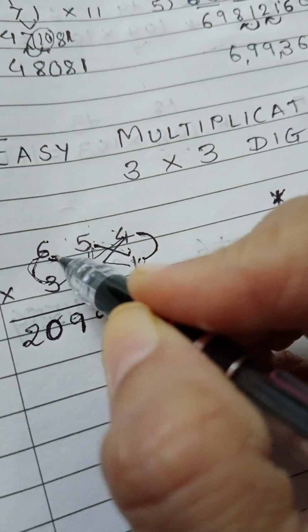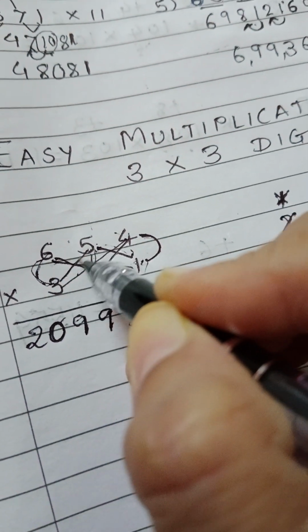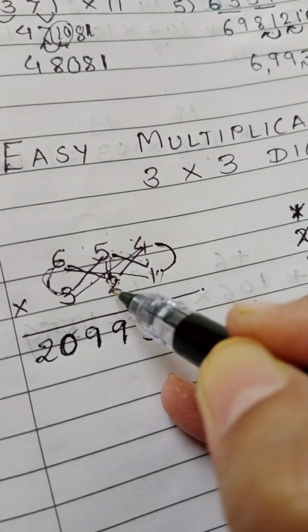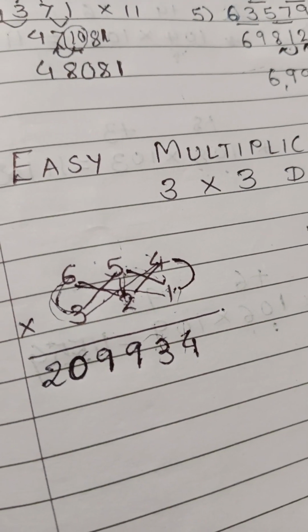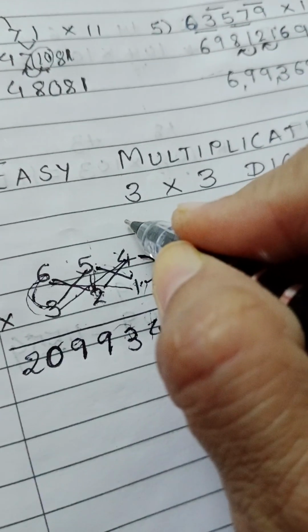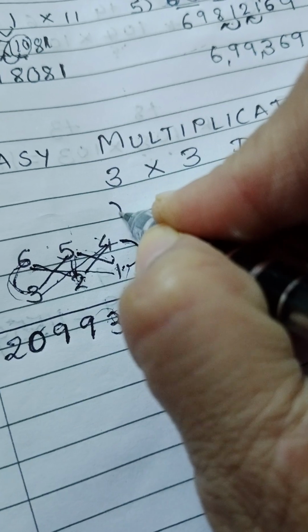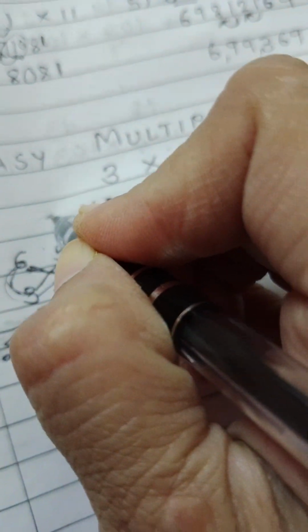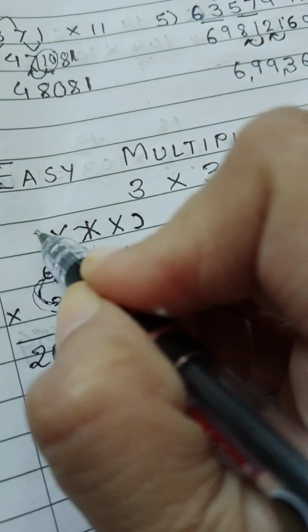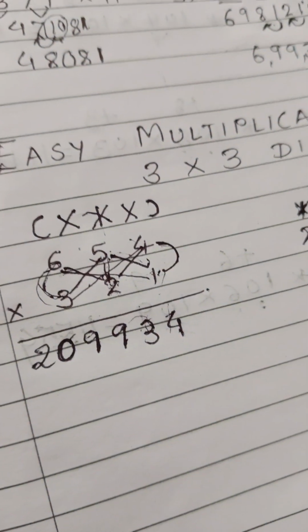In the end I multiplied 6 by 2 and 5 by 3 and then added both the products. And in the end I multiplied 6 by 3. So it was like this. First I did this, then I multiplied like this, then I multiplied like this and added the product. Again I multiplied like this and then I did this. Please remember this. Let's see one more sum.